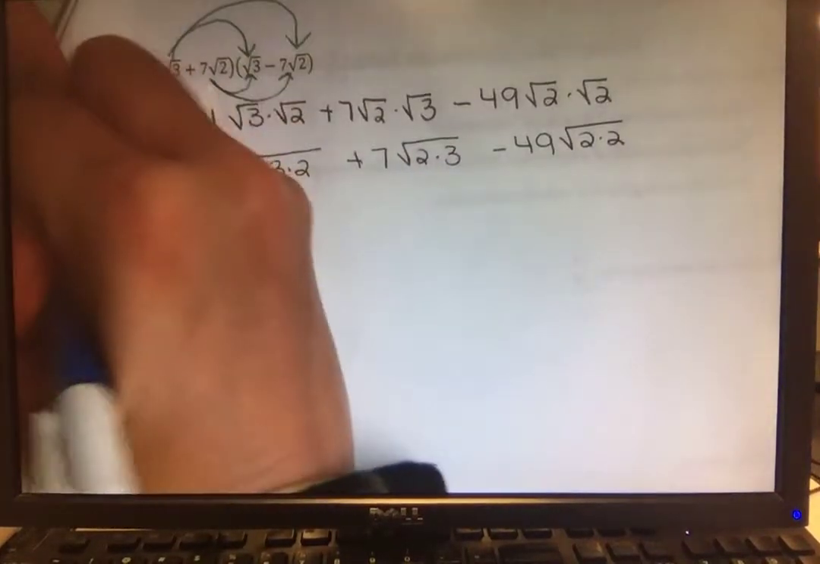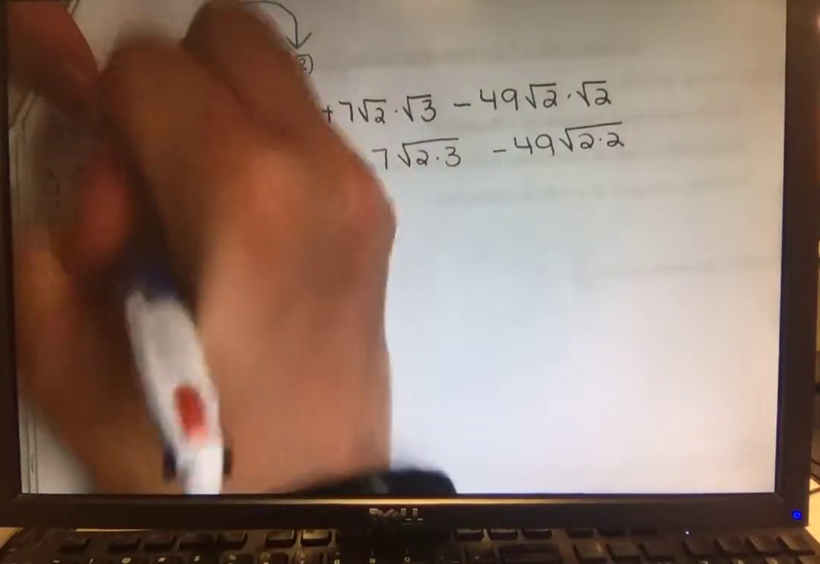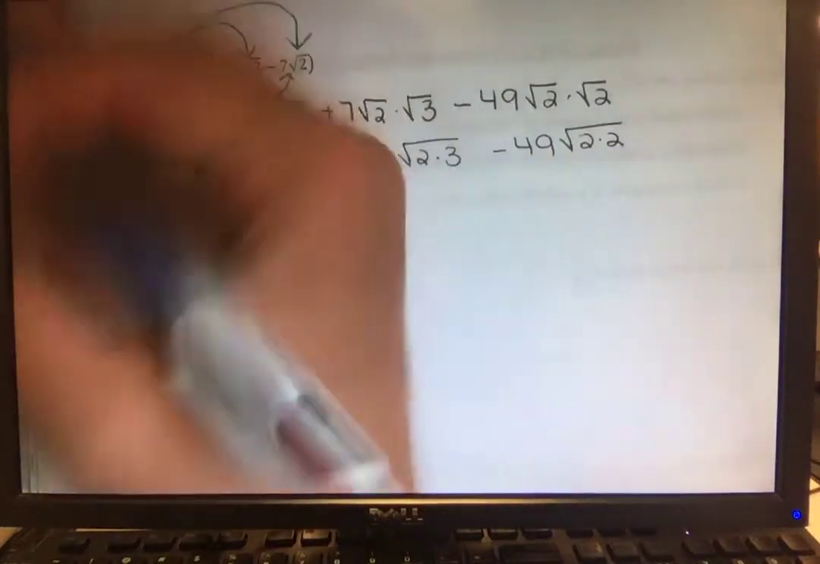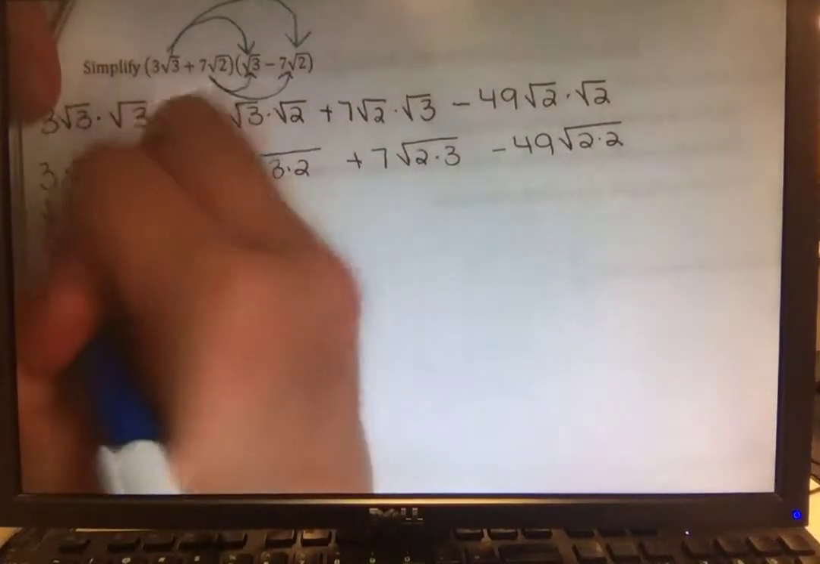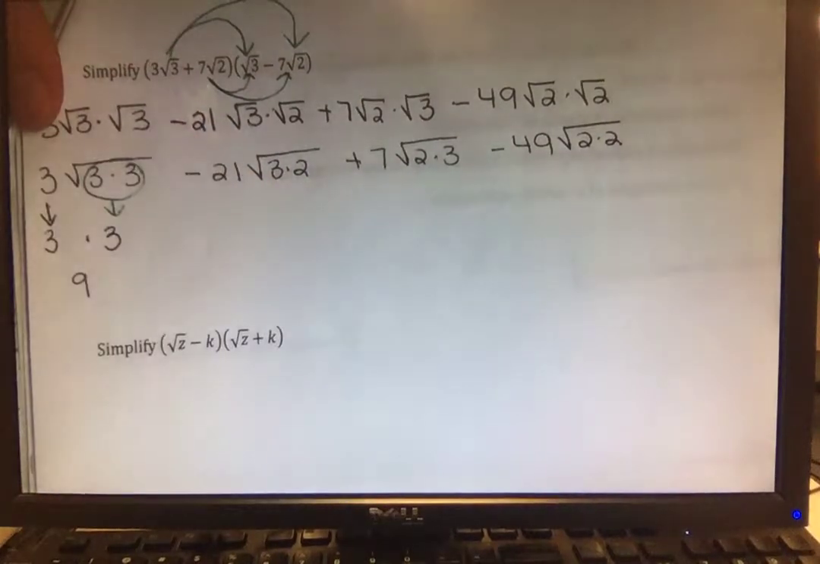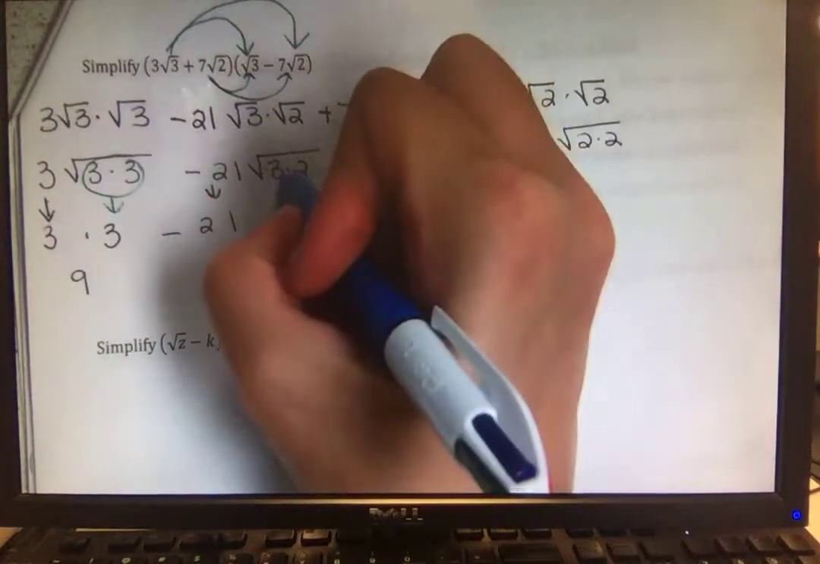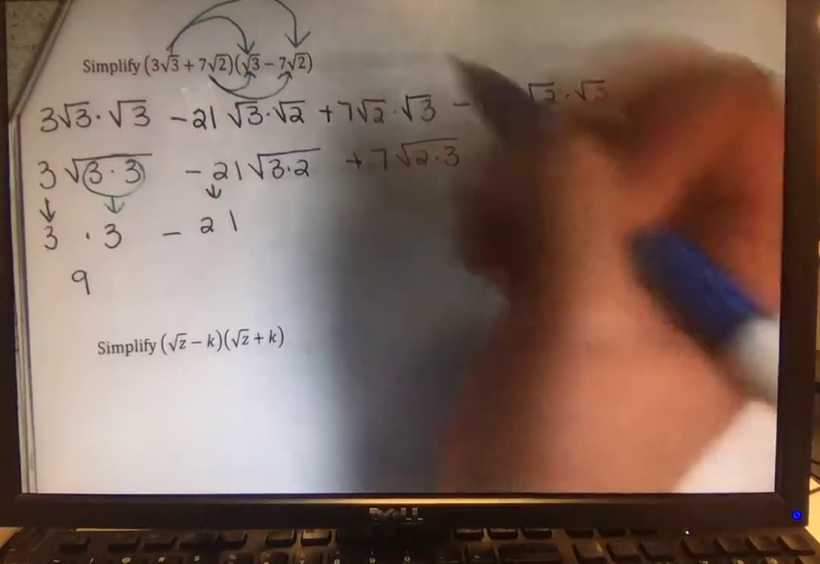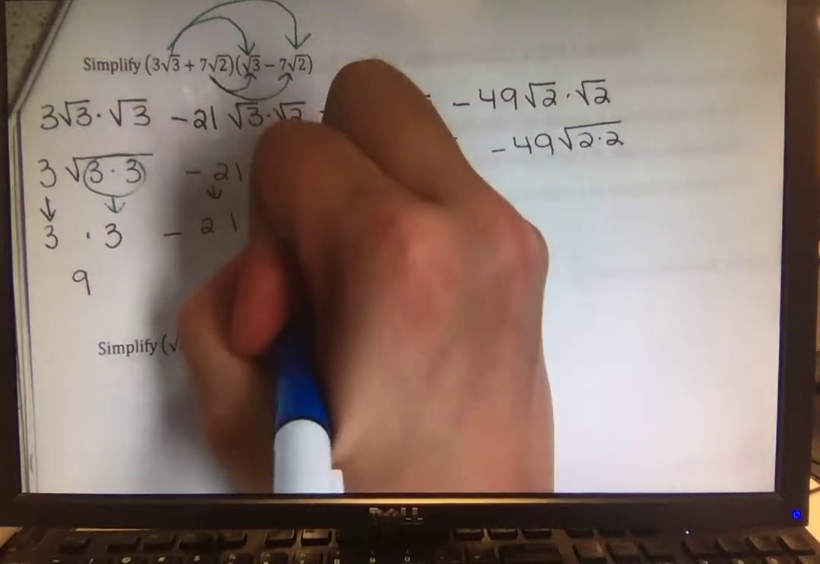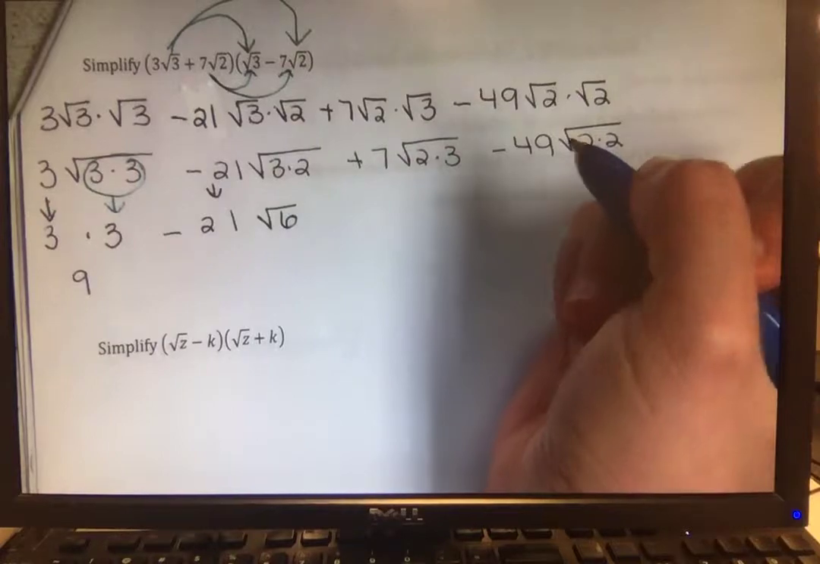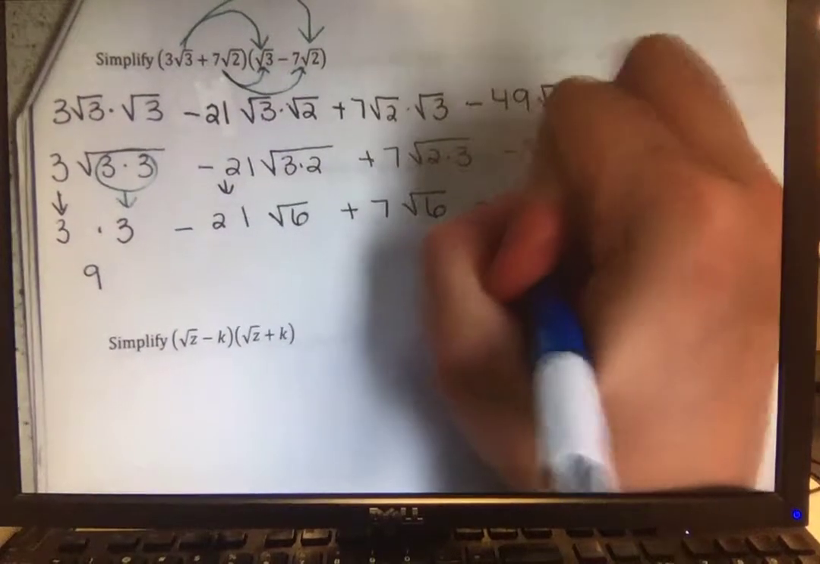So simplifying, this 3 is out front, it's going to stay out front. It is a square root, so we're looking for 2 of a kind. So those 2 3's are coming out of the radical. Nothing's left underneath the radical, so the radical is going to go away there. We're left with 3 times 3, which is 9. Bringing down this minus 21. I have the square root of 3 times 2. There's no 2 of a kind, so it cannot be simplified. So we're left with minus 21 square roots of 3 times 2, which is 6. Plus 7, same thing, square root of 6. Minus, bringing down our 49.